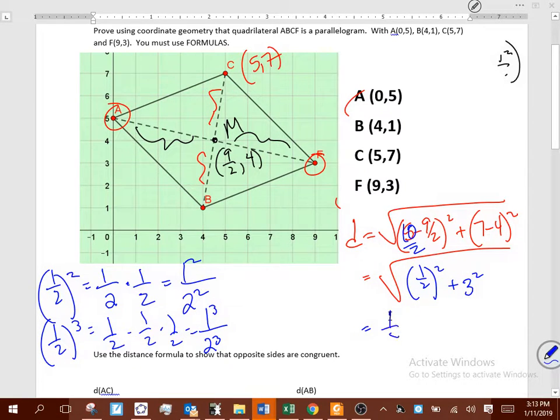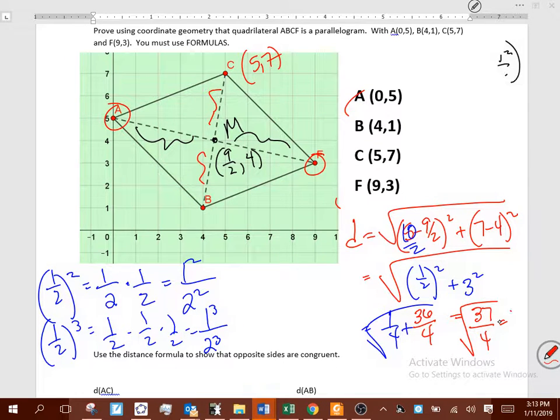So it gives me 1/4 plus 9. If I'm going to add those, what do I need? Common denominator. What's that 9 going to turn into then? 36 over 4. Okay, so that gives me 37 over 4, right?